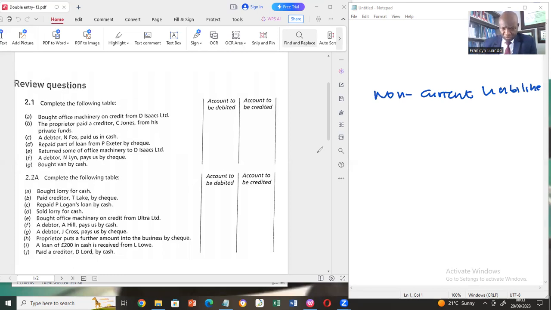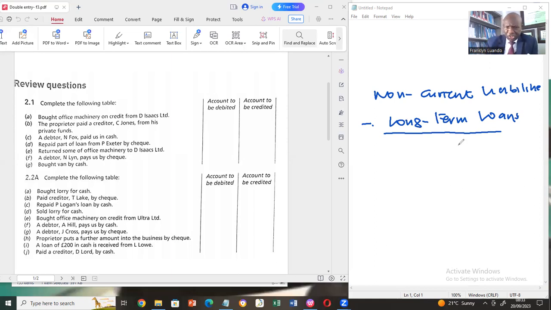Examples include long-term loans. Long-term loans are examples of non-current liabilities. So now we move to the double entry concept.